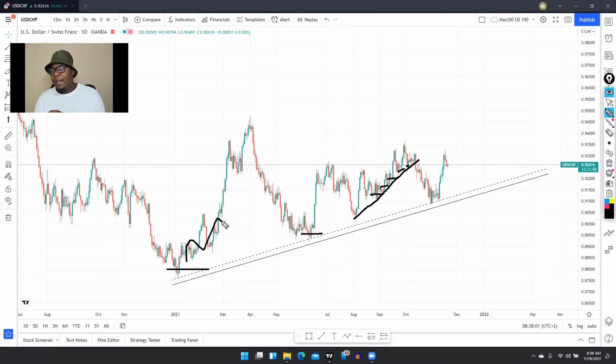Even here, the market kept going up nicely. So it means we just wait for the market to reach this area so that when it goes up, it will go up with our order. I hope you understand that.